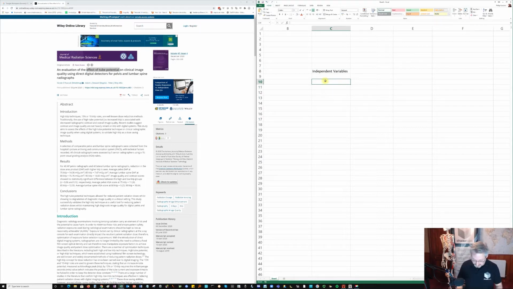So we're going to put tube potential, as some people, the other name for this is voltage, tube voltage. I think tube voltage is more common. So that's the independent variable.